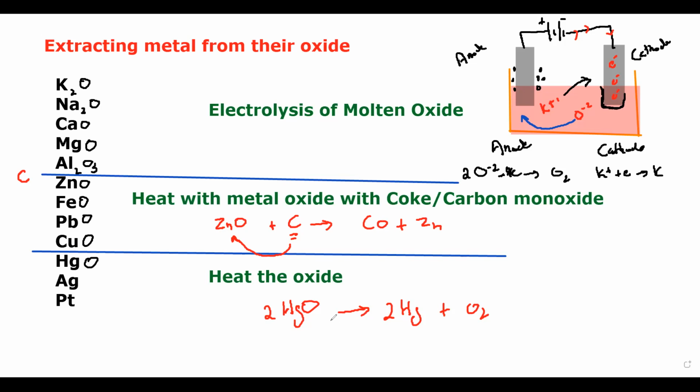But now we'll discuss in detail. In your course outline, you have to learn in detail: number one, extraction of aluminium, extraction of zinc, extraction of iron, extraction of lead, and extraction of copper. These are the ones which we'll discuss in detail. But this is the general trend, the general way to extract metal from their oxides. Is it clear till this point? Anyone having a doubt or a question?